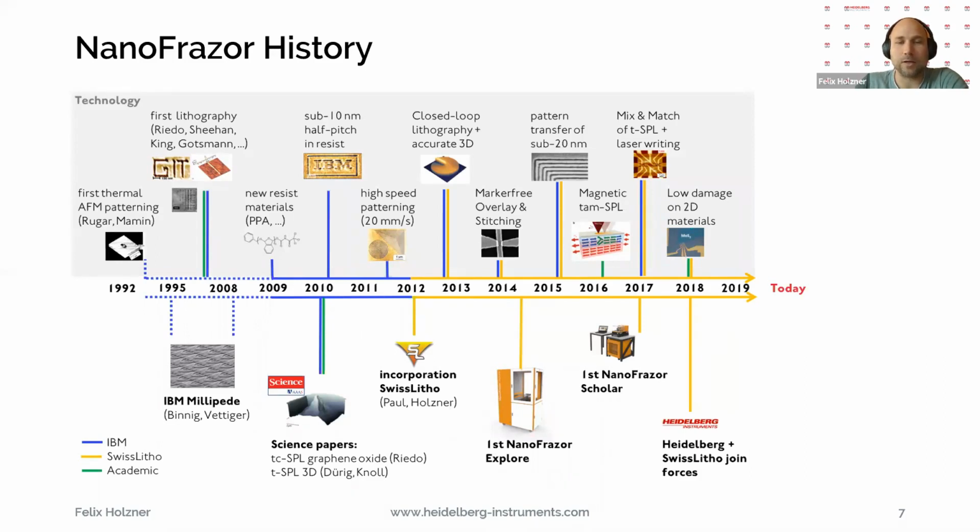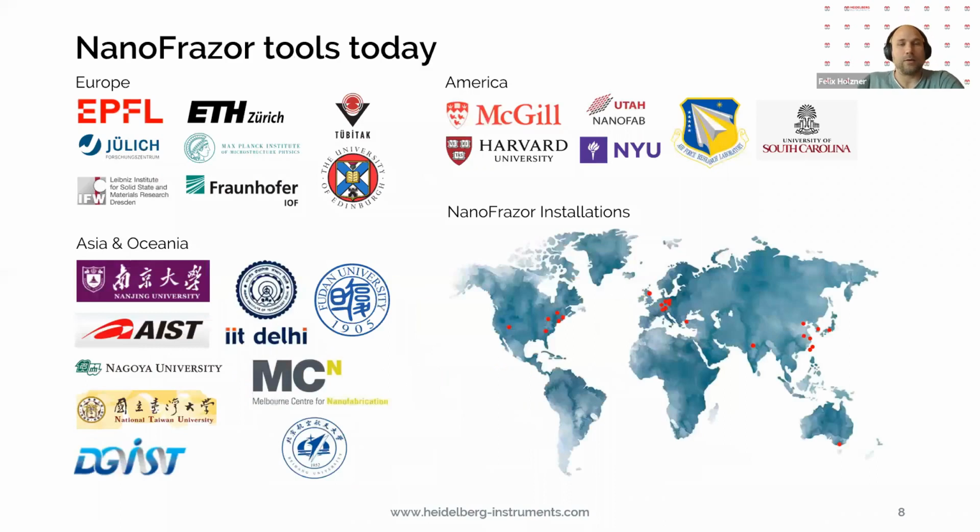And 2 years ago, as mentioned, we merged with Heidelberg Instruments because we see a lot of synergies between their expertise in industry and their high-speed laser writers on the micro scale, and our technology making nanostructures. Today there are a little more than 25 systems distributed all over the world. You see a few example customers here from Europe, America, Asia, and Australia.